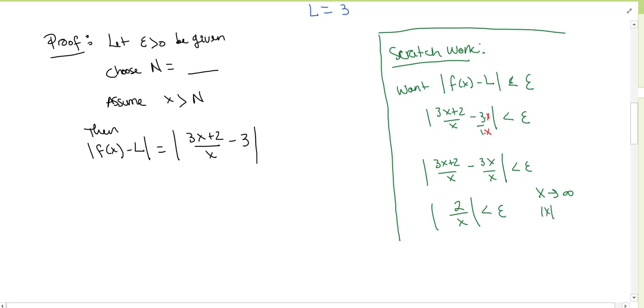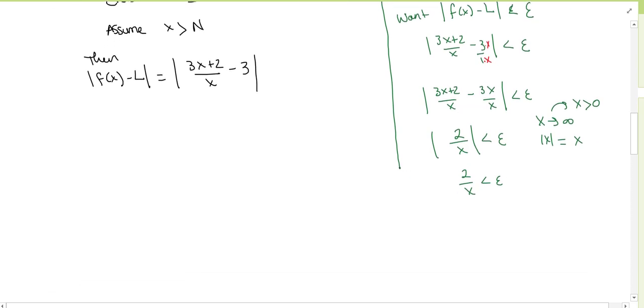So what is the absolute value of x then? X is a positive number, so the absolute value of x is just going to be x. So here I can say this is just 2 over x. We already know 2 is positive, and the absolute value of x, since x is going to infinity, that means that x is greater than 0, positive, therefore the absolute value of x is x.